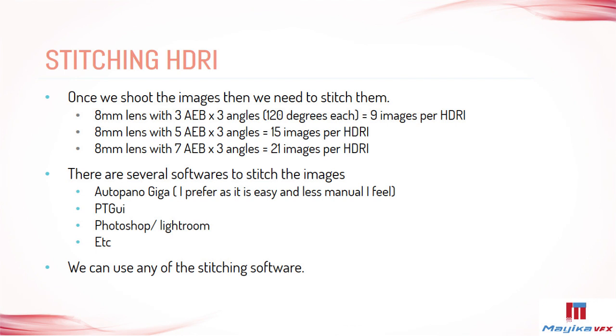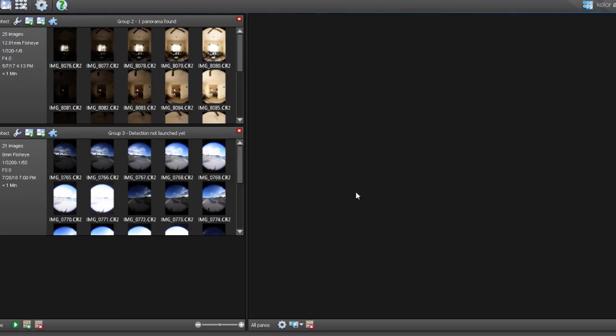There are several softwares available in the market to stitch the images, like Autopano, Giga, PTGUI, and we can even create HDRs in Photoshop as well. We can use any software which is comfortable for us. Here I am using PTGUI.